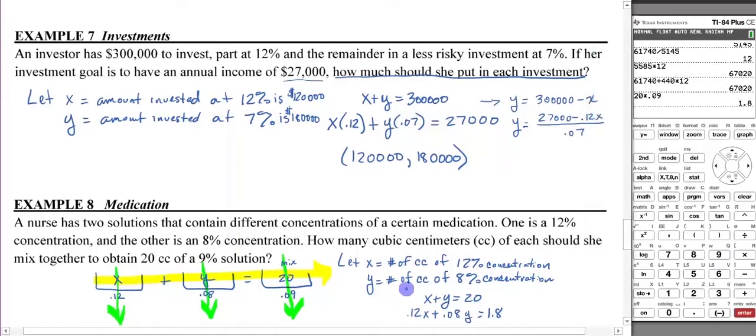So this is my system of equations that I want to solve. You can put it into your graphing calculator and find the intersection. You could use substitution, you could use elimination, whatever method you prefer to use on these. Again, I'm going to use the graphing calculator to give you more practice on seeing how that works. Follow along with me on your calculator.